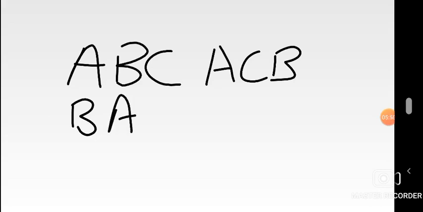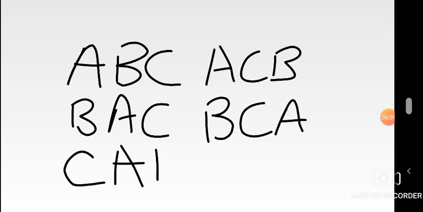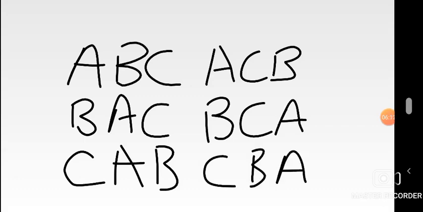B, A, C. Okay. Then we should also have what? B, C, A. I believe these are the possible ways for starting with B. Then we can also start with C. C is okay, you can say C, A, B. What about C, B, A? So of course, including itself, don't forget it.